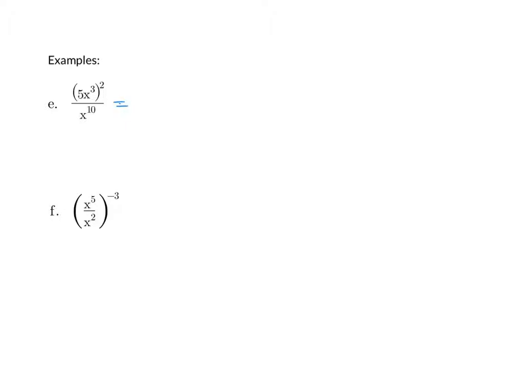Distribute, in quotations. So if we square everything inside, we get 5 squared is 25 because it's a number. And then I want to remember that we want to multiply our exponents. So we get x to the 3 times 2 is 6. We still have our x to the 10th on the bottom. And then from here, we do want to go ahead and simplify. The number 25, since it has nothing to cancel with, we're just going to keep it, and it stays on the top.